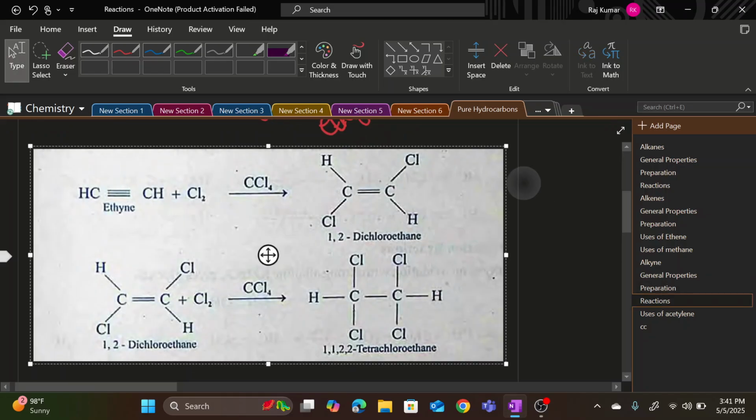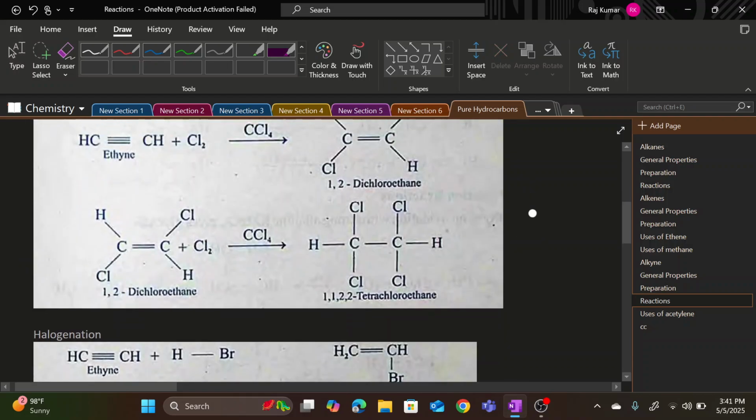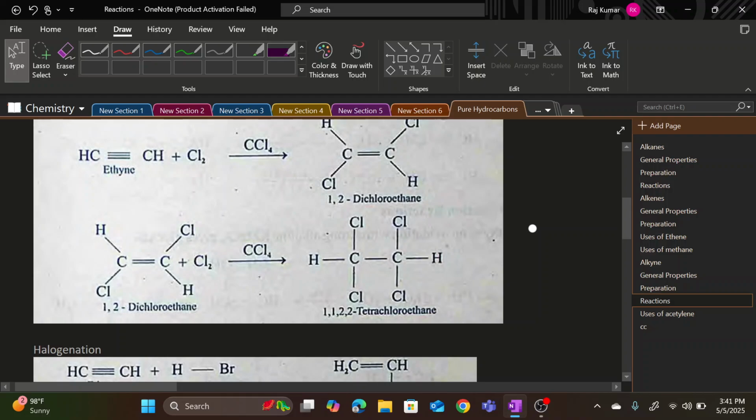After hydrogenation, we have the halogenation. If you are going to add halogen in the ethyne in the presence of an inert solvent, we are going to first produce the dichloroethene, and then we are going to produce the tetrachloroethane. So this again happens in two steps, the two-step procedure.